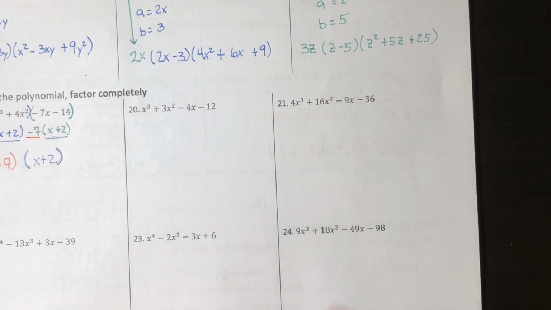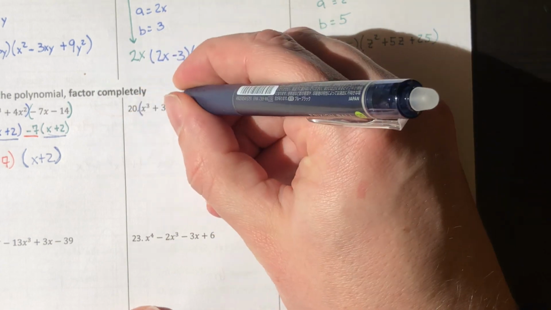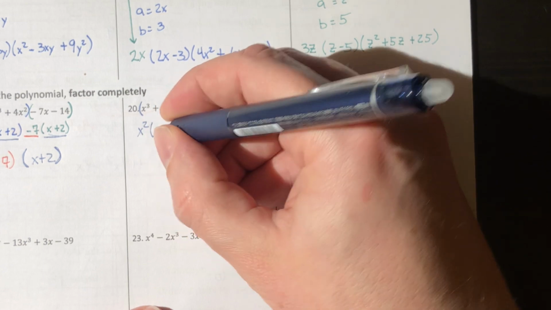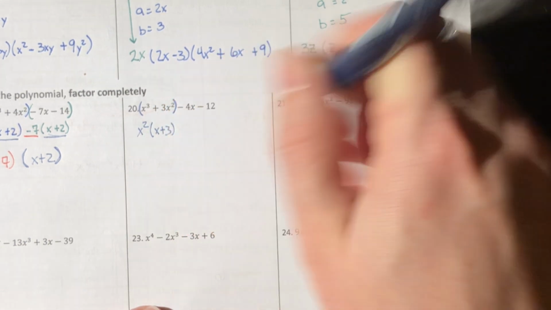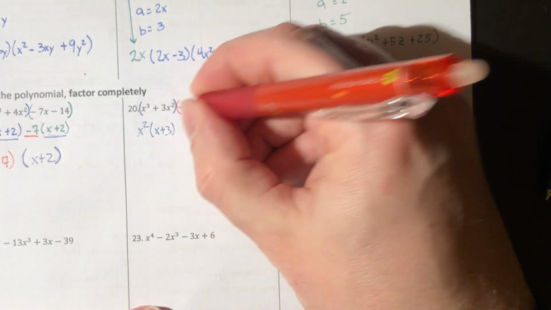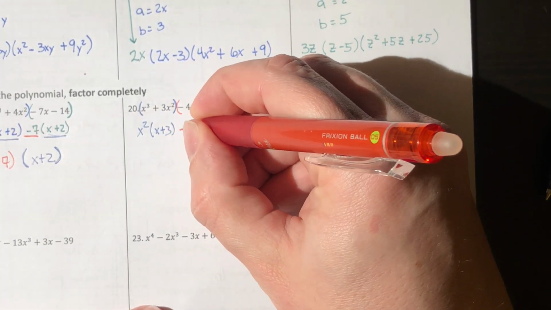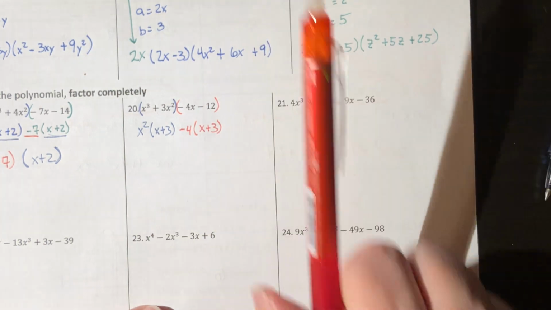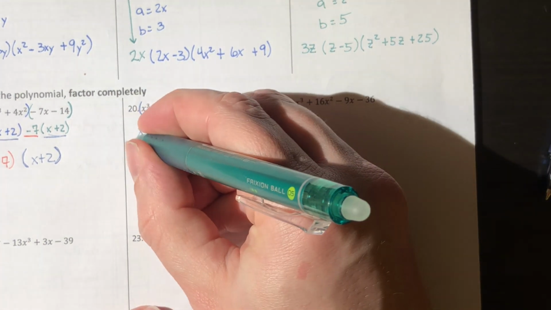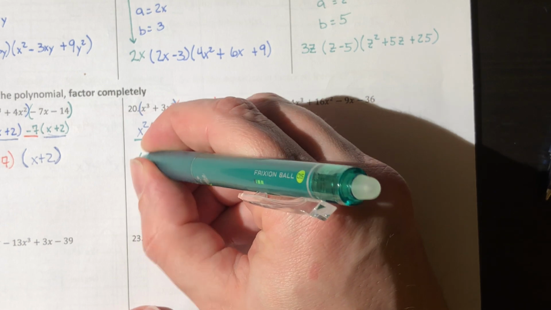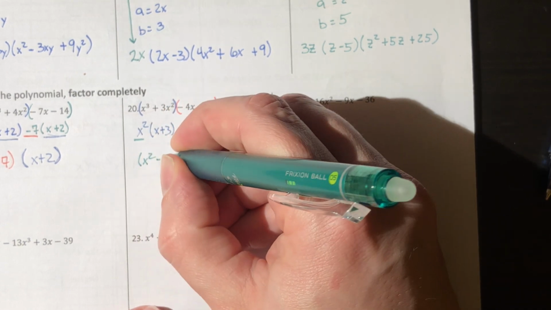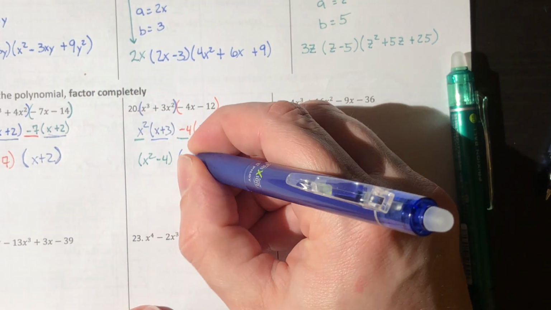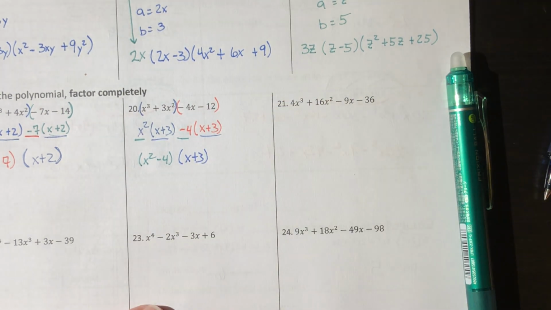Looking at number 20. Put these ones together, and I can pull out an x squared from that, leaving me with x plus 3. With these ones, I can pull out a negative 4, leaving me with x plus 3. So one of them is what I pulled out, x squared minus 4. The other one is what was remaining. Both of those are the same, x plus 3.